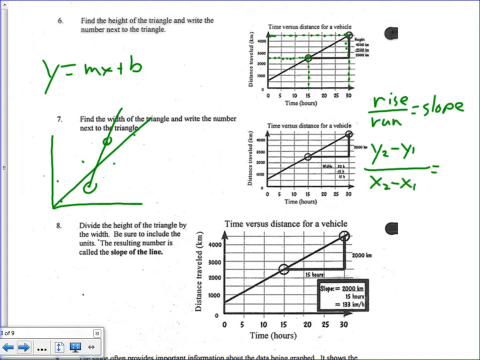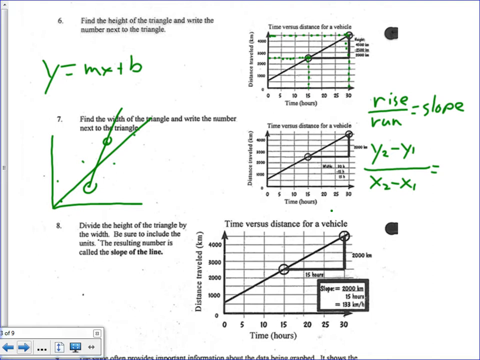Okay? So rise is the change in y, or the change in height. Okay? X is the change in the horizontal value. Okay, so the bottom here is the change in x. All right, so the change in whatever our x-axis is. Everyone all right with that?